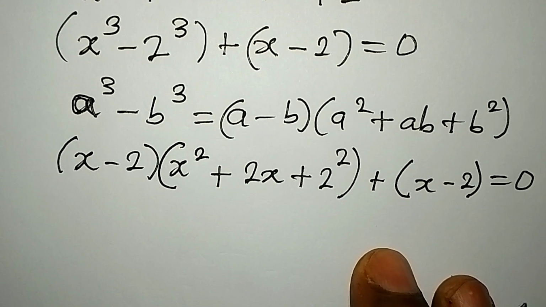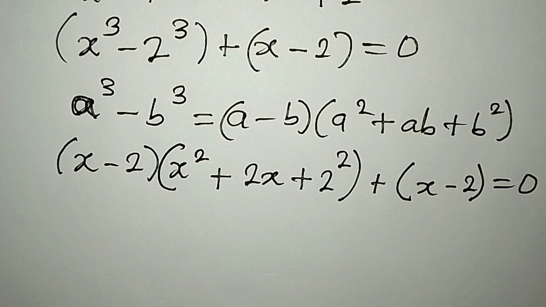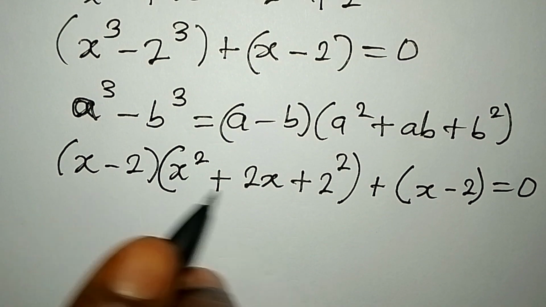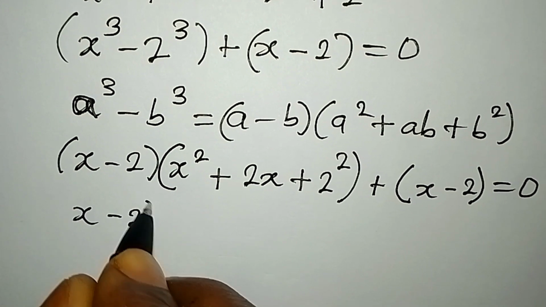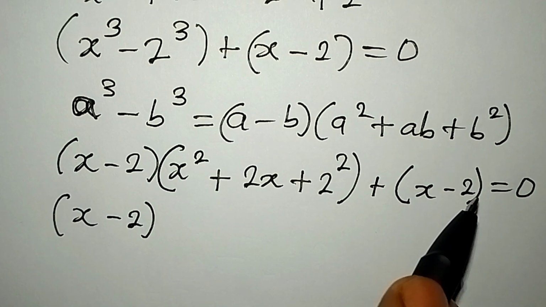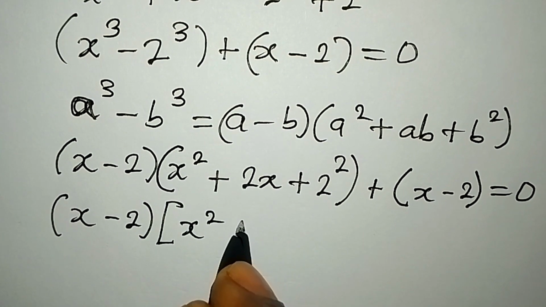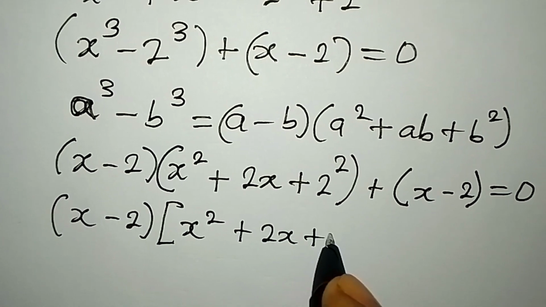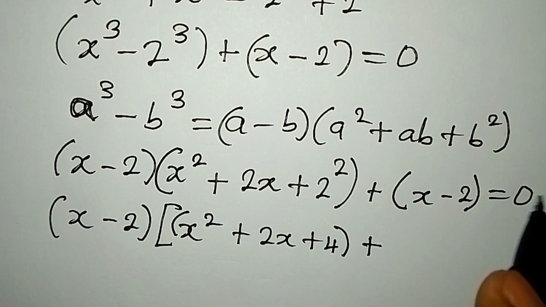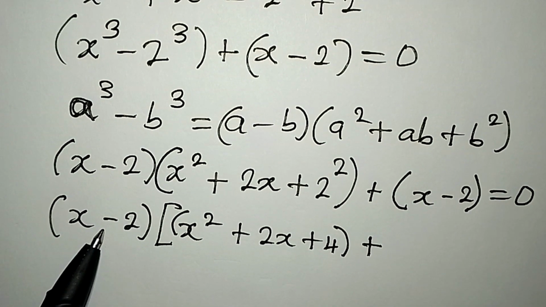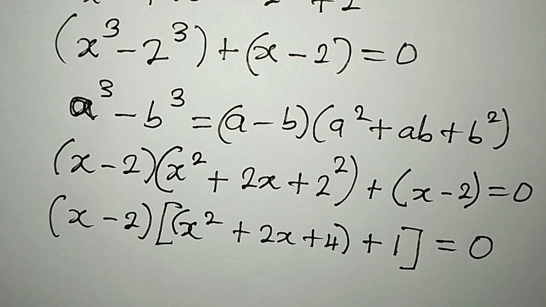At this point, you might not know what to do, but looking at it critically, you're going to see that you're going to factor out x minus 2, because we have x minus 2 here and we have it over there. Then here I have x squared plus 2x plus 4. This is what we have for this. Then plus here, x minus 2 divided by x minus 2 will give 1. So we close this and equate this to 0.